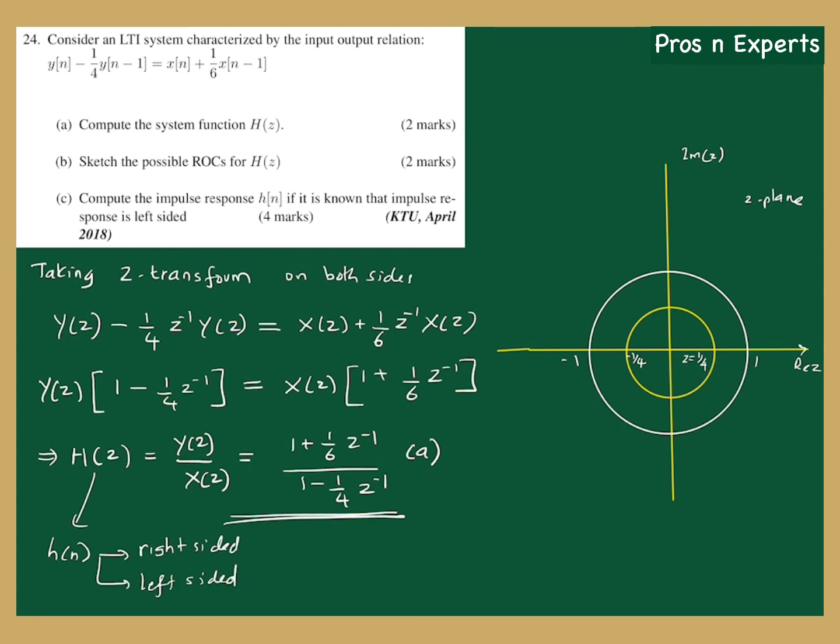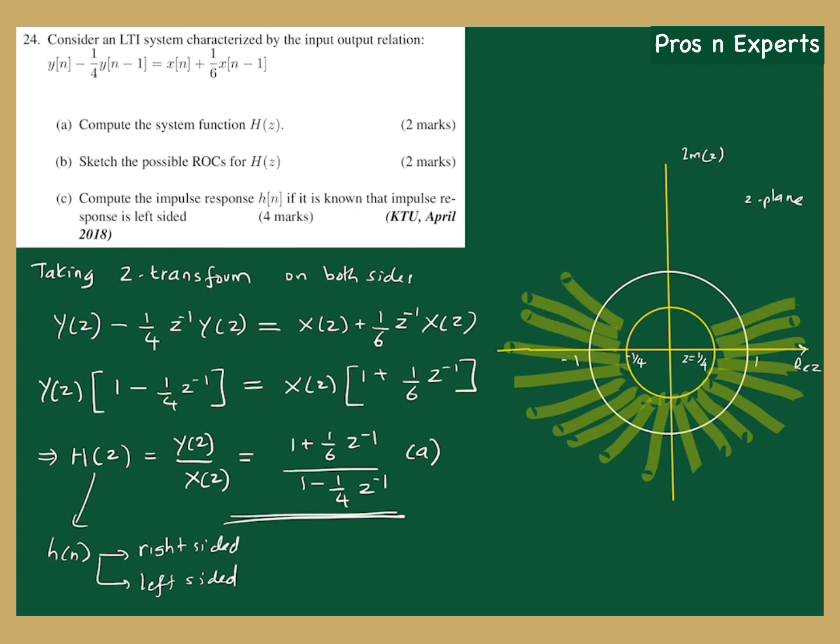If this h of n is right-sided, then how will the ROC be? The ROC will be outer to the outermost pole, and here the pole is just z equal to 1 by 4. This is a single pole. So this will be the ROC. Okay, so we can write that if it is right-sided, mod z greater than 1 by 4 is the ROC. So this is one possible ROC.